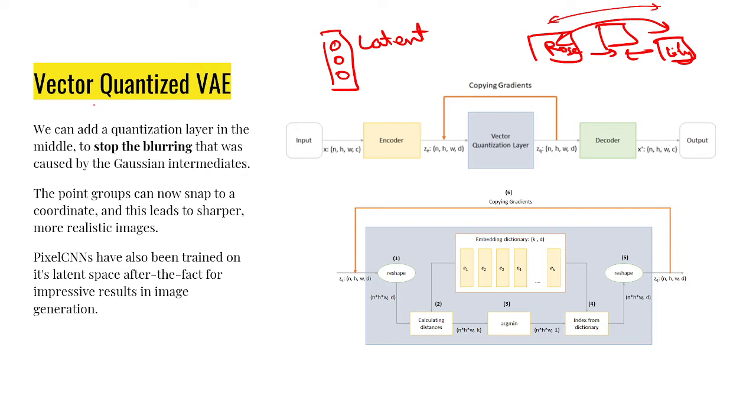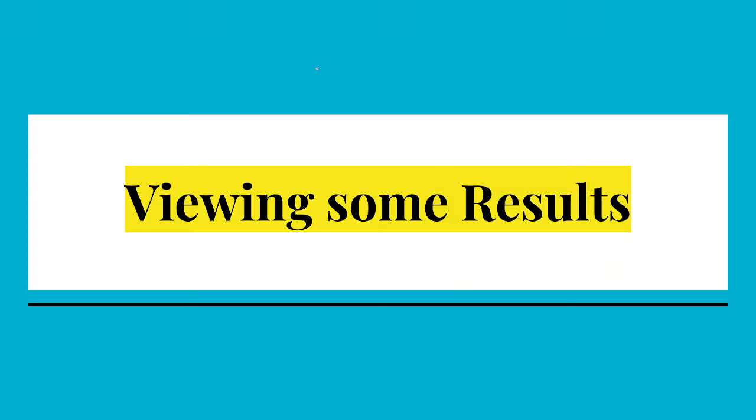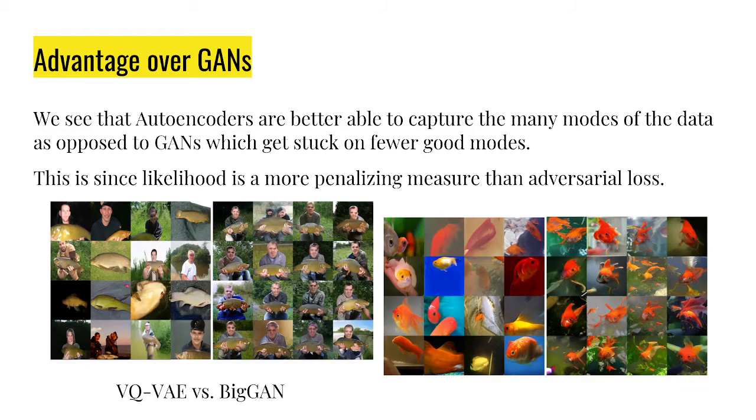So there are tricks of saying that my weights will be quantized, and I hope in the previous lectures you have seen quantized neural networks. The idea is somewhat similar, but here the latent space embeddings are quantized, not the weights of the neural network. And this helps the variational autoencoder snap to very sharp images. So let's take a look.